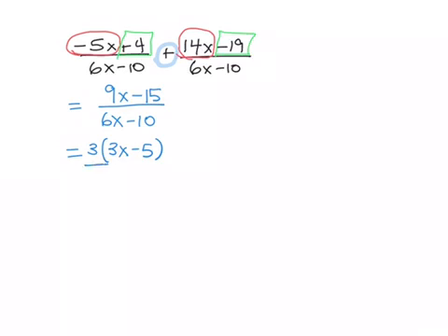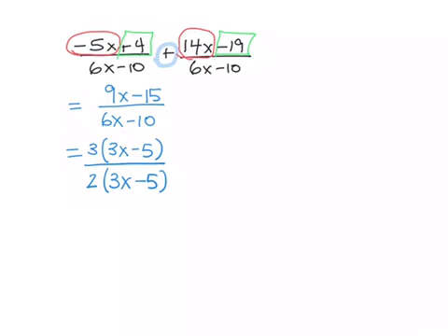So now as I move to the denominator, I'm going to attempt the same thing, to take out a common factor if there is one. So do 6x and 10 share a common factor? Yes, they're both divisible by 2. And if I divide out that 2 or factor out that 2, 6x divided by 2 is 3x. And negative 10 divided by 2 is negative 5.